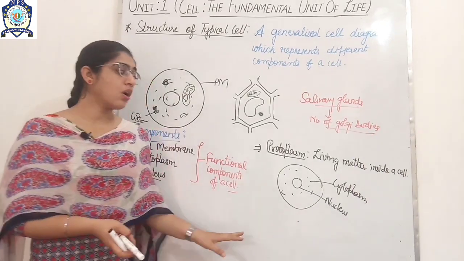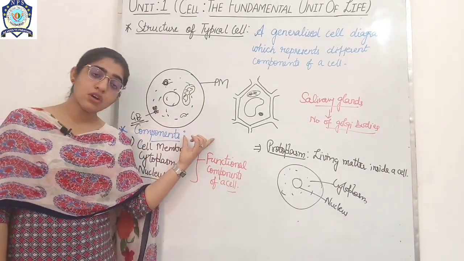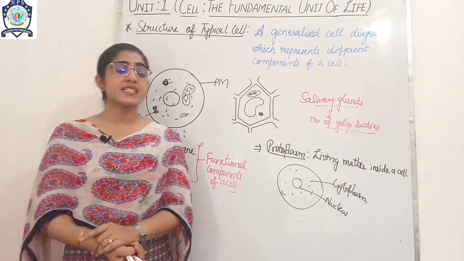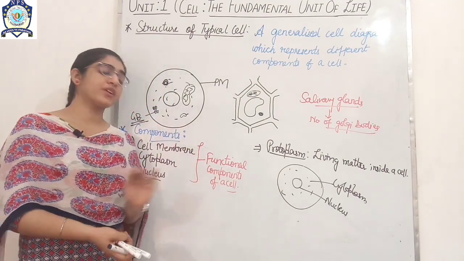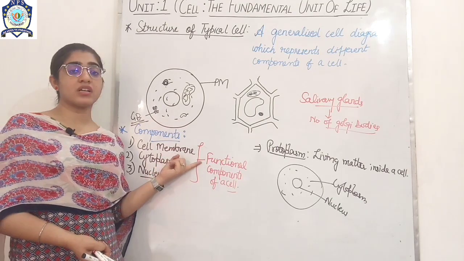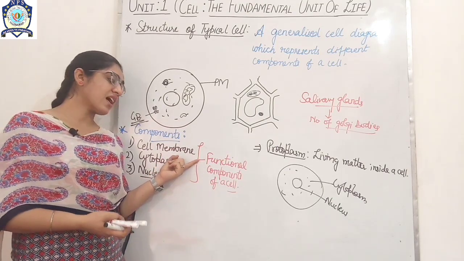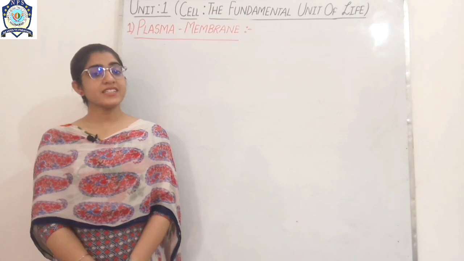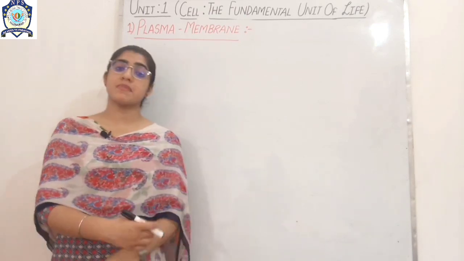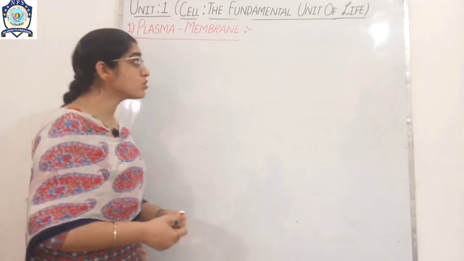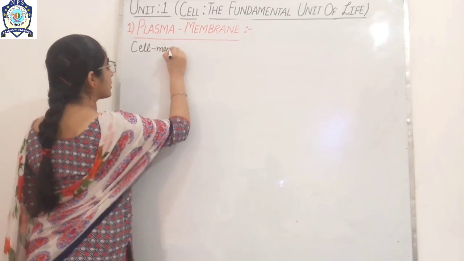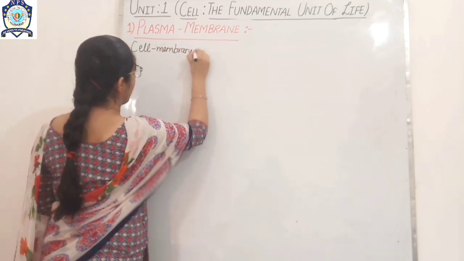So this was all about the meaning of a typical cell and the three components. Now we will discuss in detail all three components of the cell. In today's lecture we will only discuss the first component, which is the cell membrane. Now let us start with the first component of a typical cell, which is the plasma membrane. It is also known as the cell membrane or the plasma lemma.